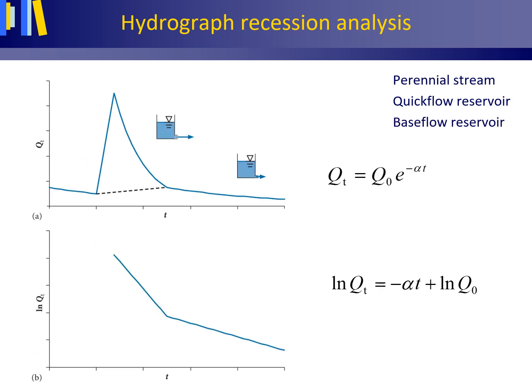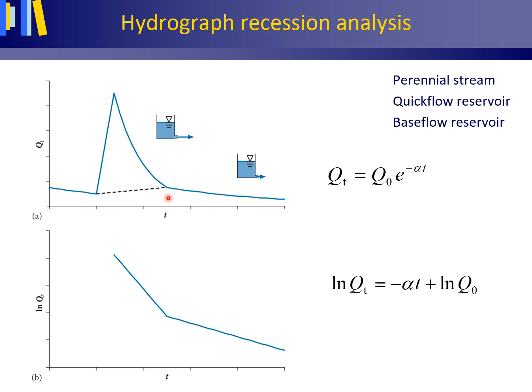This sheet shows the hydrograph of a perennial stream, for instance, a stream in a humid climate setting. The discharge of the perennial stream is made up of both quick flow and base flow. The recession curve of the hydrograph shown here can conceptually be interpreted as outflow from both a quick flow reservoir and a base flow reservoir, with the larger outflow per unit of time from the quick flow reservoir.